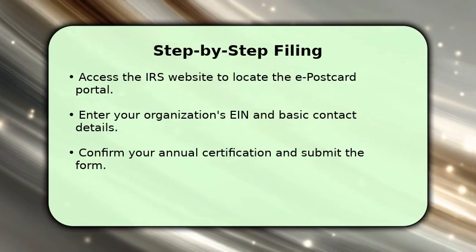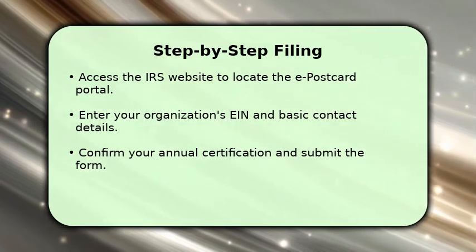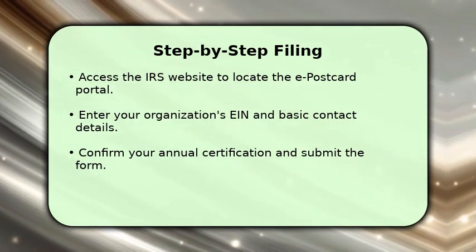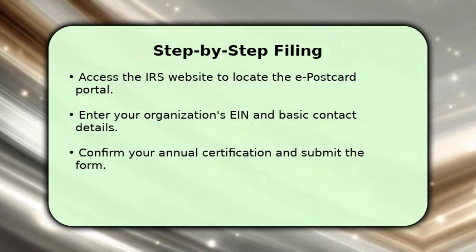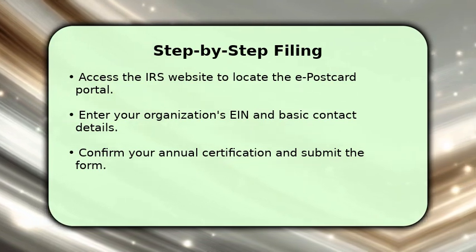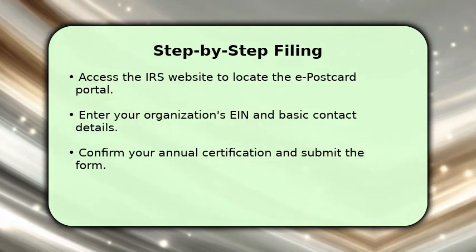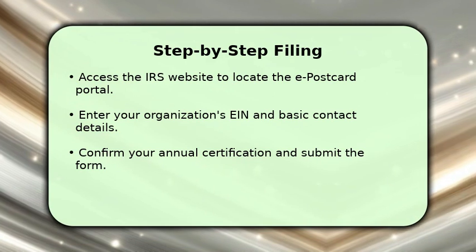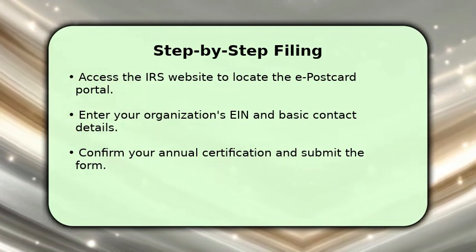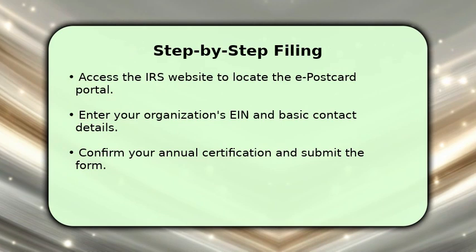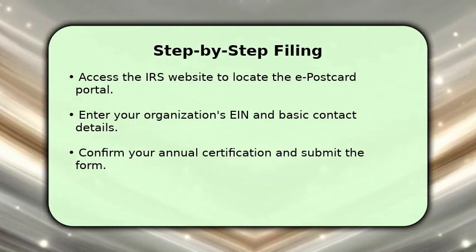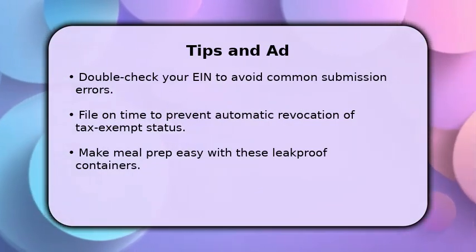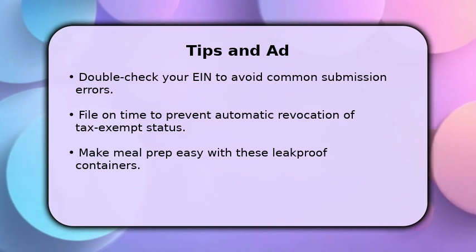Filing Form 990N is straightforward. First, navigate to the IRS website and find the e-postcard filing system. You'll enter your organization's employer identification number, tax year, and contact information. Carefully review all the details you've entered to ensure accuracy. Finally, certify that your organization's gross receipts are $50,000 or less and submit. You'll receive an immediate confirmation. To ensure a smooth filing, always double-check your employer identification number before submitting.